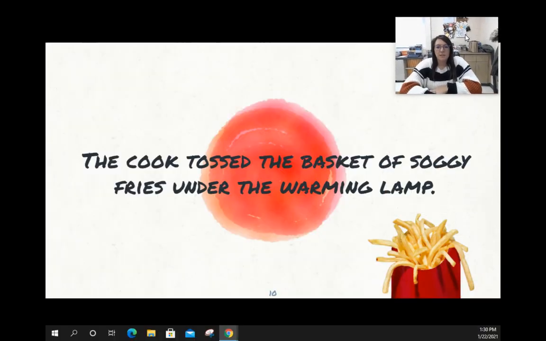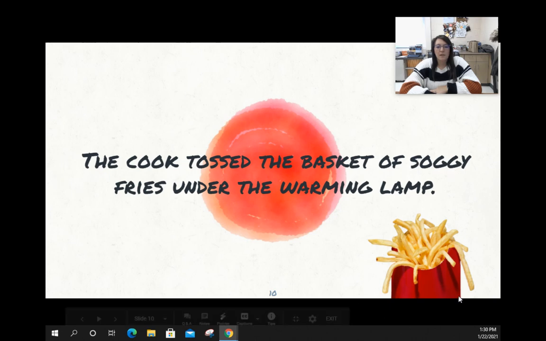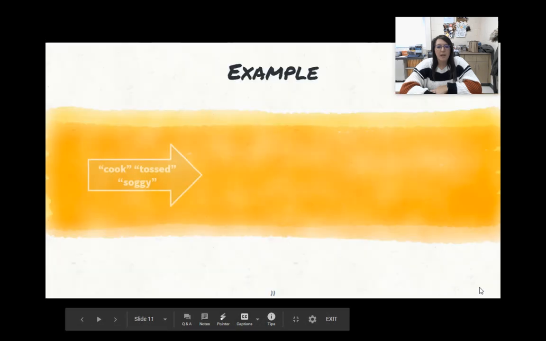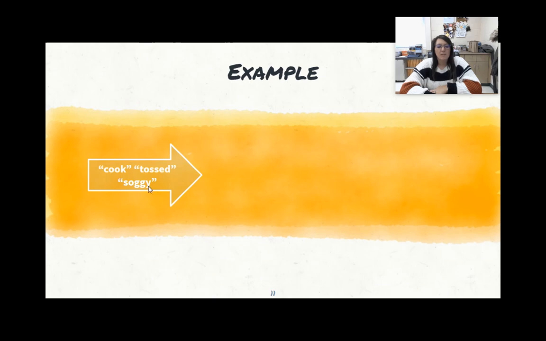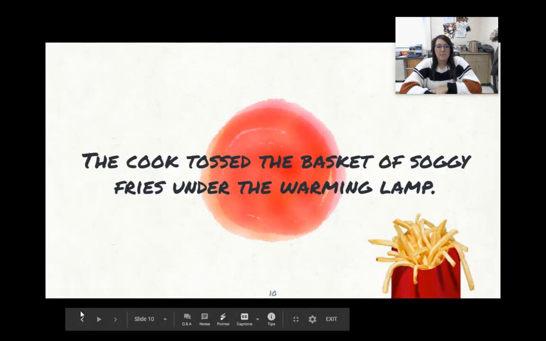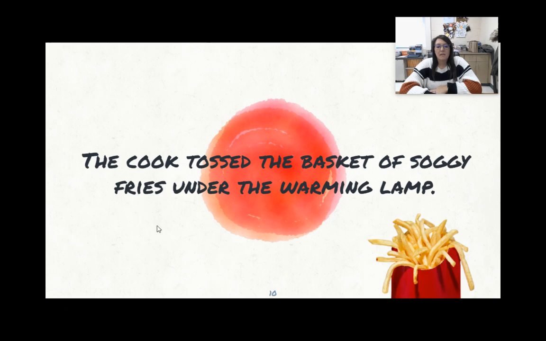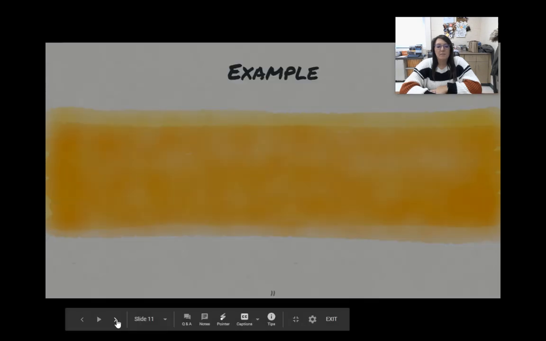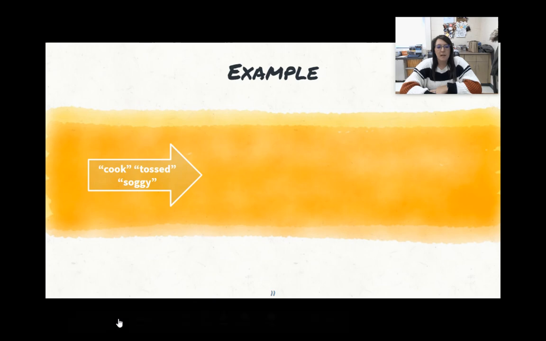So let's look at this sentence here. The cook tossed the basket of soggy fries under the warming lamp. Here's our soggy fries. They don't look very good, right? So if we're going to try to determine the tone of this sentence, let's first start by looking at our word choice. We have cook, we have tossed, we have soggy. These are the words I picked out that were descriptors in our last sentence that made me think this sentence might not be positive, right? Cook, tossed, soggy.